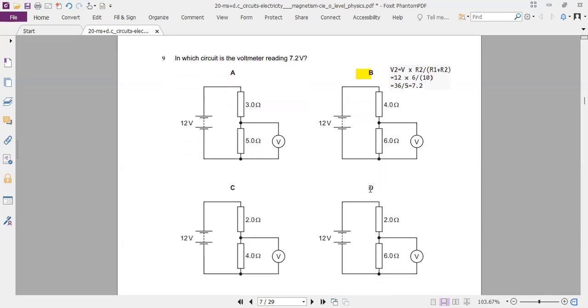So this one, again, a potential divider circuit, and it should read 7.2, the voltmeter. So we will just focus on B is the correct choice. Why? Because of this relationship. We have the voltage output as V2 equals the voltage input as 12 volts, and the resistor across which we're measuring the voltage, which is 6 ohms, 6 goes here, and the total resistance of the circuit, which is 6 plus 10, both connected in series. So 6 divided by 10 multiplied by 12 gives you 7.2.